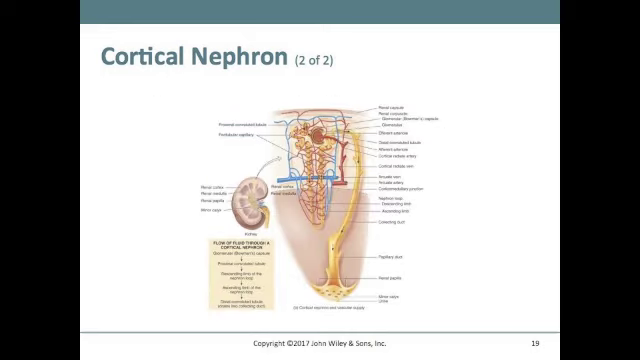So this cartoon is also part of figure 26.5, and this is on page 1050, and this shows the cortical nephron and its vascular supply. So if you look at the tan box there, you can see the flow of fluid through a cortical nephron. It starts at the glomerular capsule. It moves into the proximal convoluted tubule, then into the descending limb of the nephron loop, and then into the ascending limb of the nephron loop, and then into the distal convoluted tubule. And this will drain into the collecting duct.